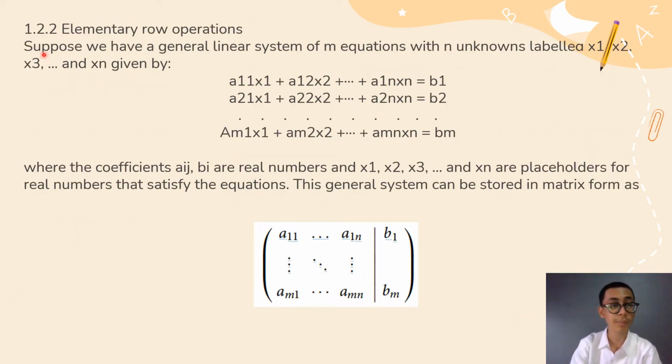1.2.2 Elementary row operations. Suppose we have a general linear system of m equations with n unknowns labeled x1, x2, x3, and xn, given by this one, where the coefficients and b are real numbers and x1, x2, x3, and xn are placeholders for real numbers that satisfy the equations. The general system can be stored in matrix form like this.